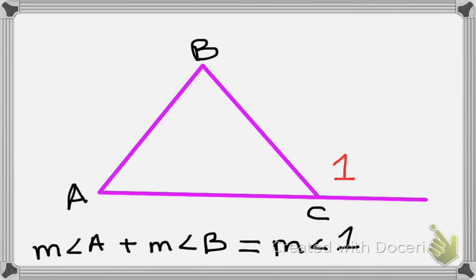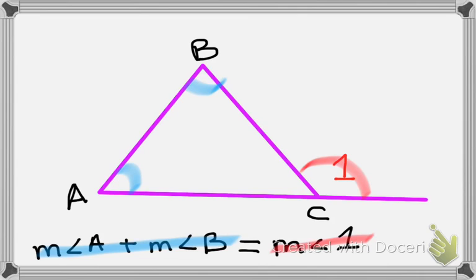Okay, and so here the theorem is simply telling us that angle A plus angle B, and so these are actually the angles that are inside, are going to be equal to the angle that is outside. So the exterior angle here, angle 1, is equal to the sum of angle A plus angle B.